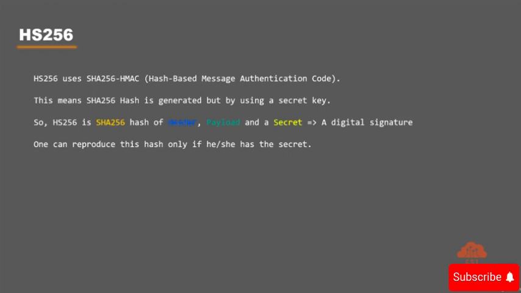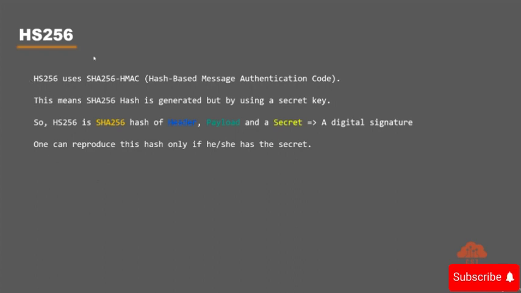They shouldn't be able to create their own signature. So when we use the HS256 algorithm, a separate secret is appended to this header and payload, and this secret is only known to the authorization server and resource server. An attacker cannot simply add his own secret to this header and payload and then create a signature. If he does that with his own secret, the resource server will not be able to validate the JSON Web Token and the authorization fails. So one can reproduce this hash only if he has the secret.